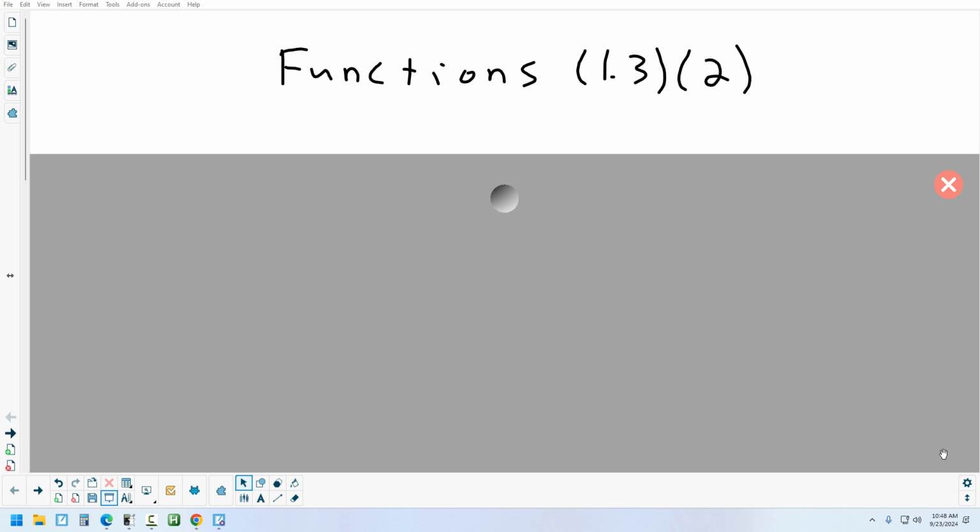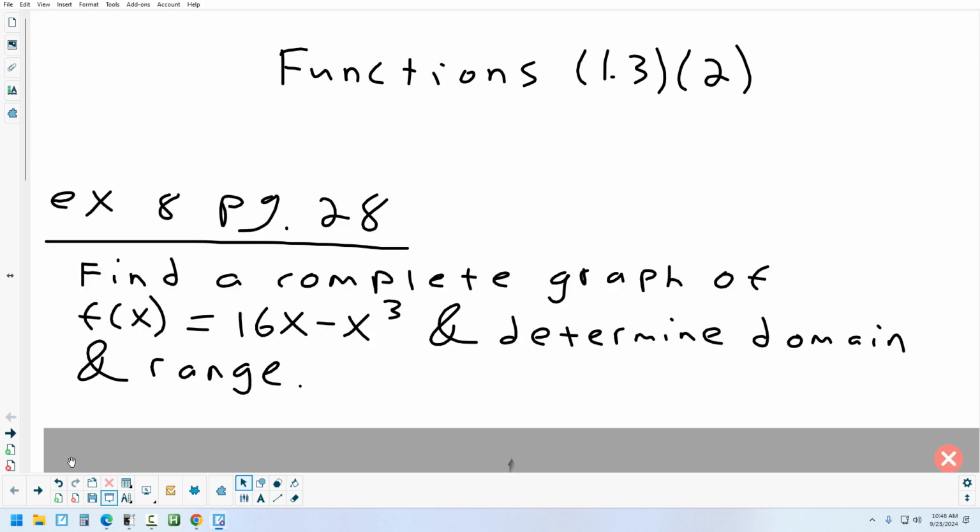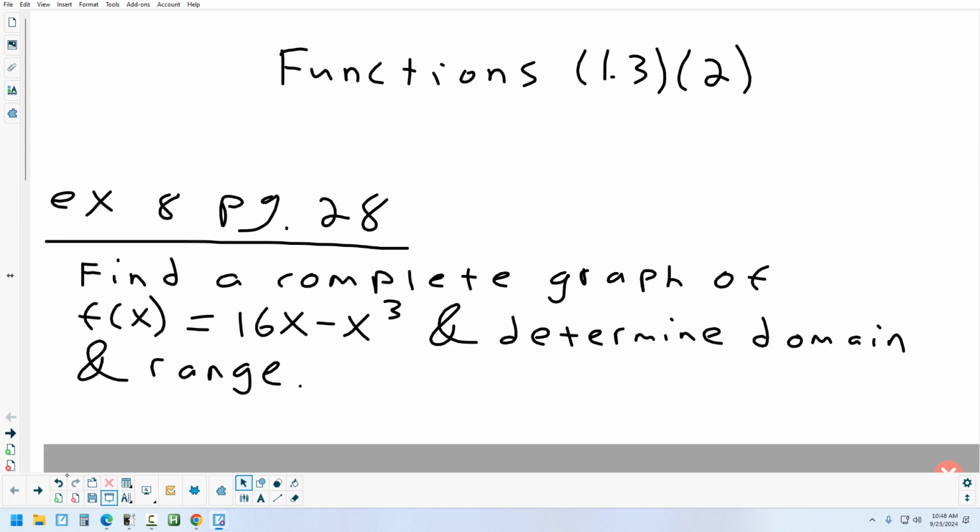All right, so last time we were in the middle of section 1.3, so we're going to finish that up, and then we'll take a look at 1.4. So this is kind of a review. Let's graph 16x minus x cubed, and I just want to find the domain and range.